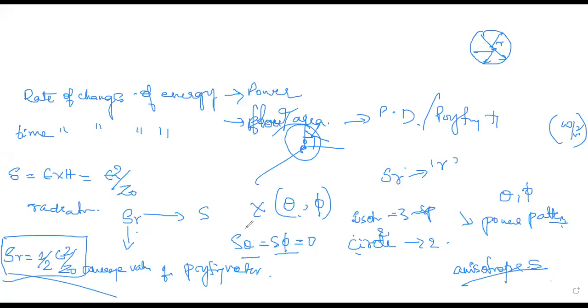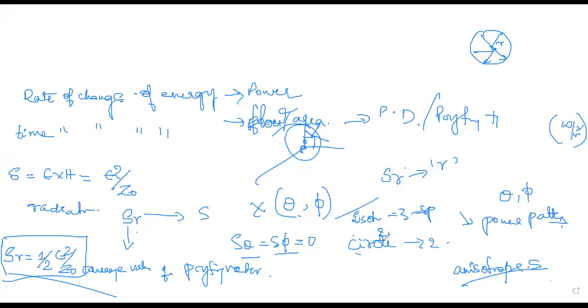The radial component here is also called the average value of Poynting vector, which is given by SR equal to half into E square by Z naught. An isotrope will emit radiation equally in all directions, so the value of SR will be the same, independent of theta and phi. The graph showing the variation of the radial component of Poynting vector SR at a constant radius R as a function of theta comma phi is called the power pattern. The three-dimensional pattern of an isotrope is a sphere. The two-dimensional pattern of an isotrope is a circle.